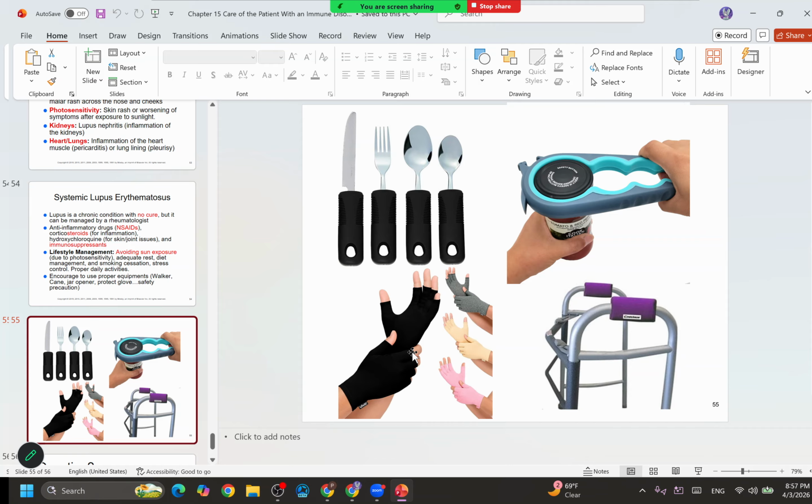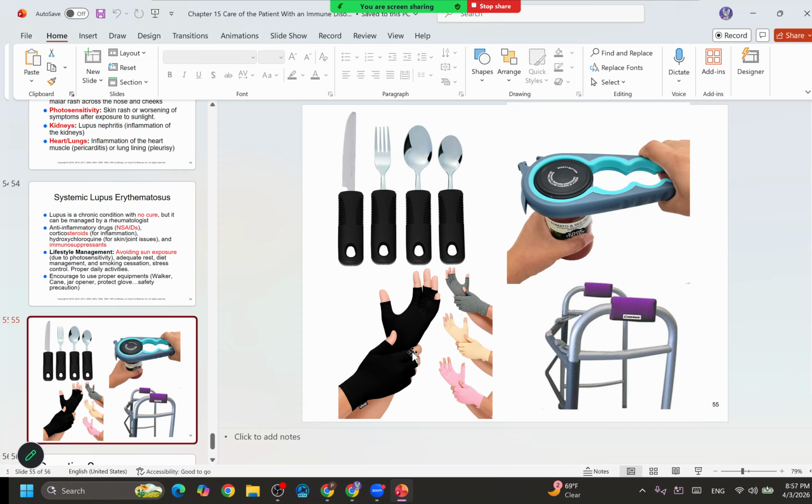All right, and you see the walker is also some kind of special design. They can use the walker, but the problem is the handle. We need to put some kind of special sponge handle on it, to make it bigger so they can hold it more easily. Because they have a hard time, they cannot hold something, so we need to put something extra for the patient.